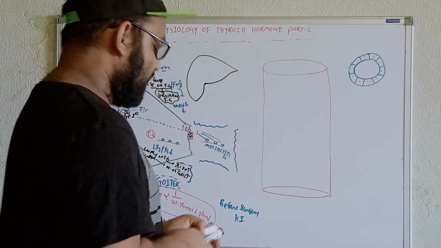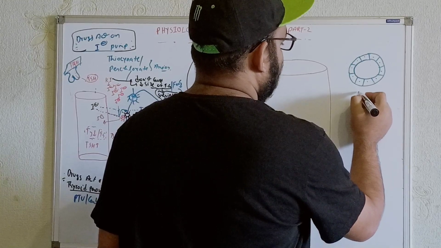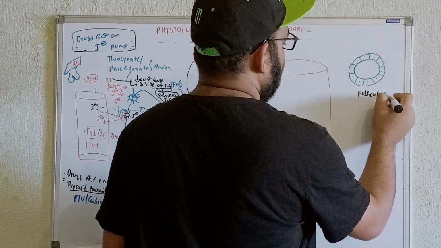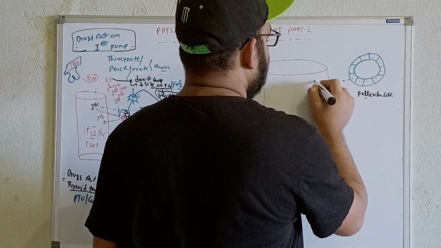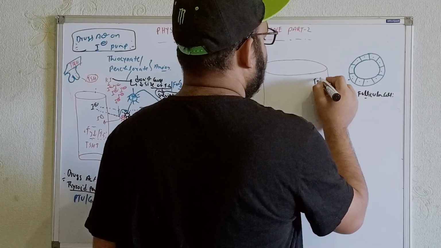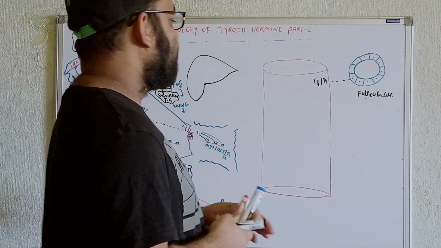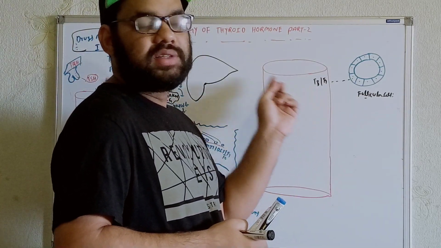Now, what did I say last time? From the thyroid follicular cells, what will we get? We'll get the production of T3 and T4, right? Whenever they come into the circulation, they will bind with certain kinds of proteins, and those proteins are secreted by the liver.